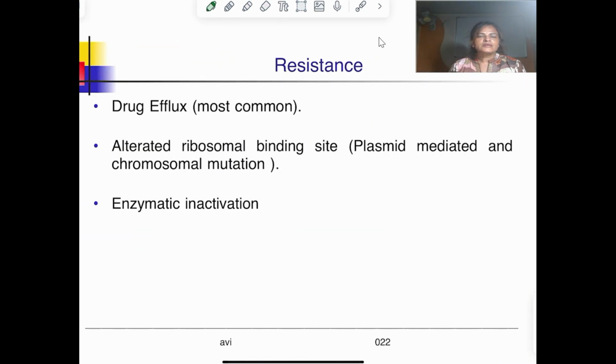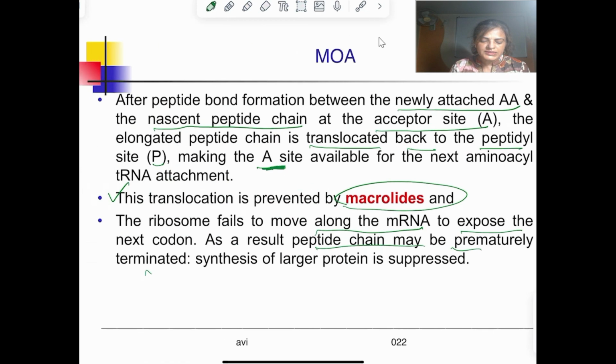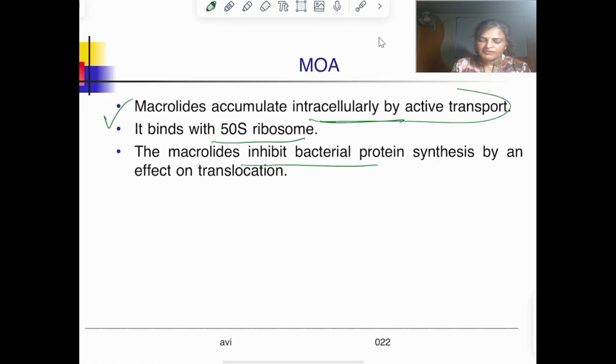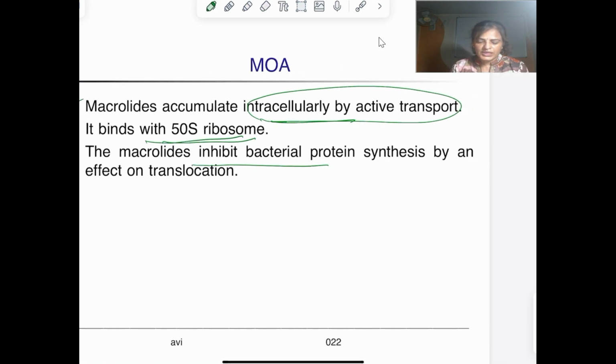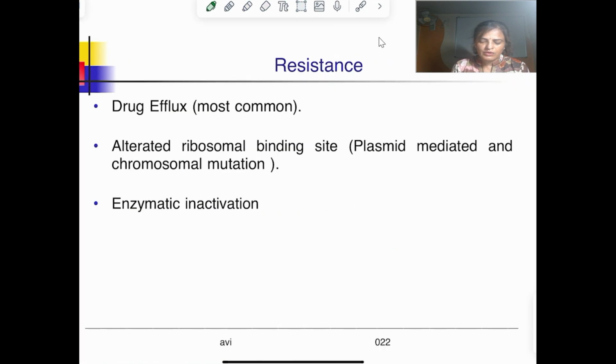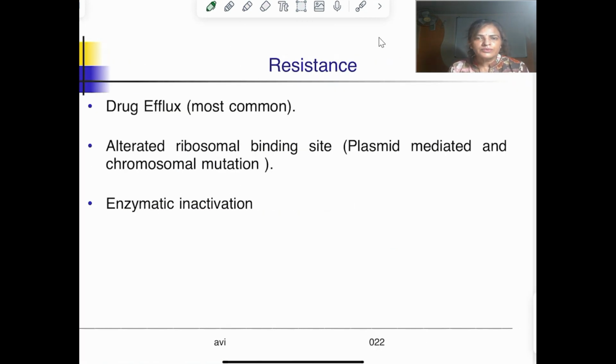Now resistance can develop because it has to enter within the cell, so efflux can happen. Number one. Number two, it has to bind with the 50S ribosome. If there is any change in the ribosomal binding site, that also leads to resistance.